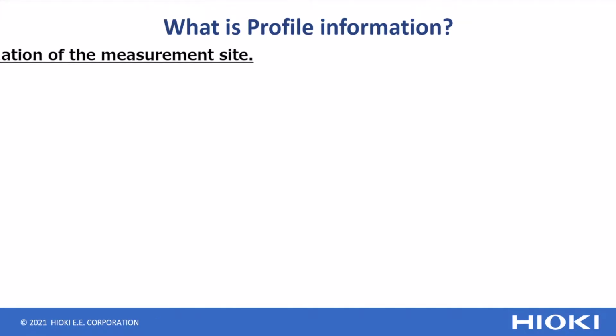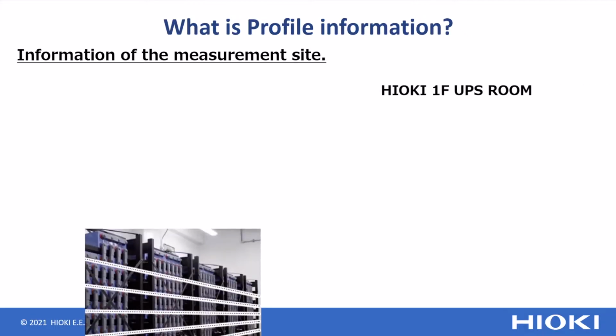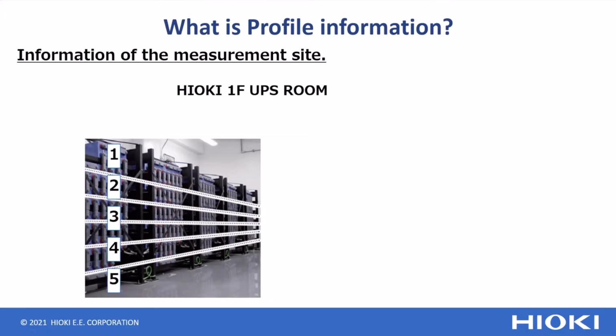Profile information is basically information of the measurement site. Let's use this measurement site as an example. This measurement site has 5 sets of UPS systems. Each UPS system contains 50 units of batteries.